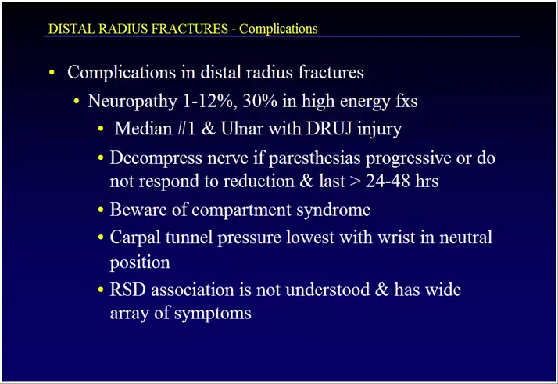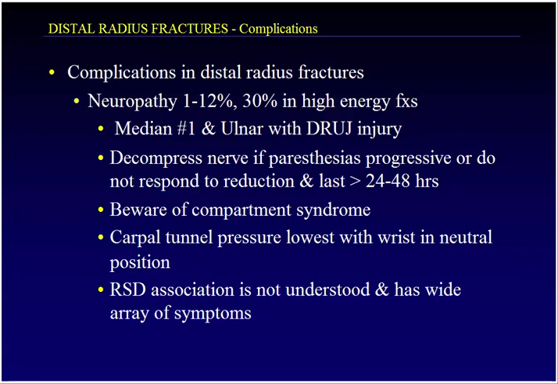Complications in distal radius fractures include neuropathy, anywhere from 1 to 12%. However, if you have a high-energy fracture, that incidence can be as high as 30%. The most commonly injured nerve is the median nerve, of course. You can also get an ulnar nerve injury with concomitant damage to the distal radioulnar joint. If you have a nerve injury, you basically need to decompress the median nerve, do a carpal tunnel release.